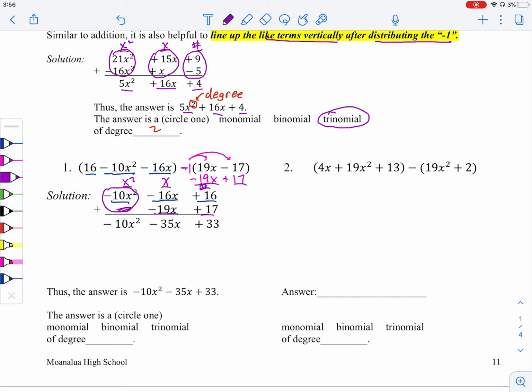We got negative 10x squared by itself, so negative 10x squared. Negative 16 and negative 19 added together give you negative 35x. And then 16 plus 17 is 33. So that's our final answer right there.